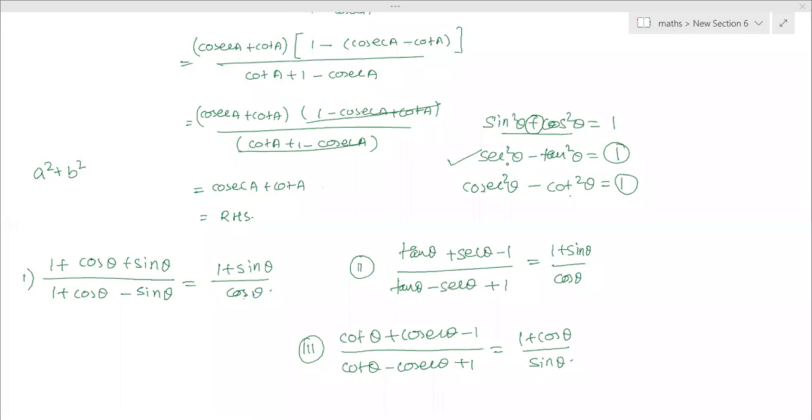Ma'am, what is the value of cos theta by cosec theta? Why are you dividing with cos and cosec? In the first question, you are doing cos by cos. Okay, ma'am. Everything you are doing is exactly the same as we have solved earlier. The same method you are doing, only converting into tan and sec.